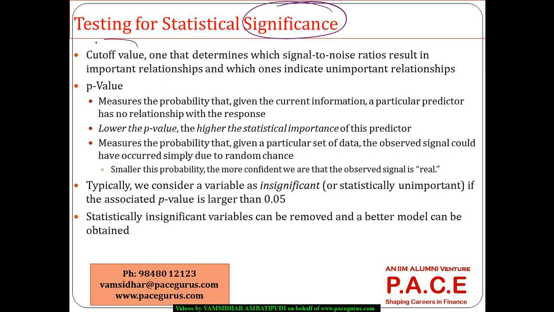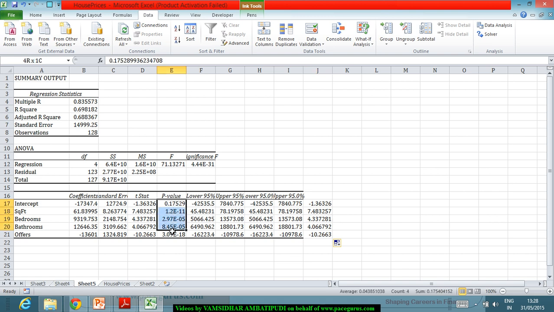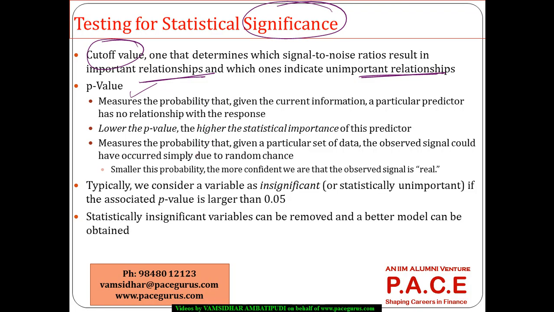Now, I want a cutoff value, right? Which signal to noise ratio results in an important relationship and which of them results in an unimportant relationship. And that is where we are bringing the concept of p-value. Here the p-value is already computed by any tool and is presented to us, but we need to interpret that value to make a decision.